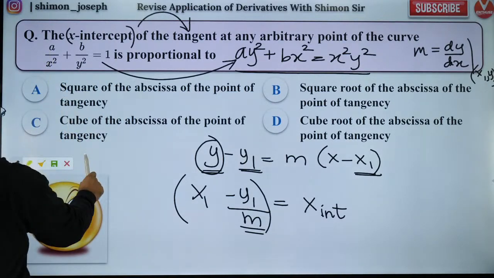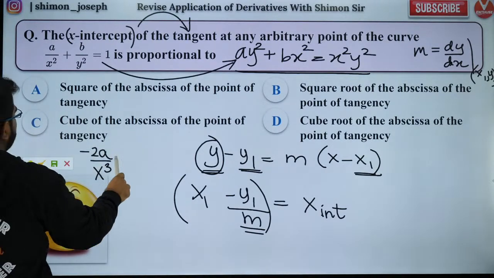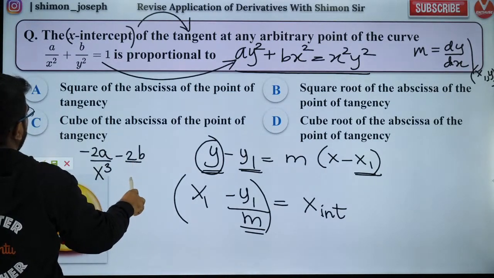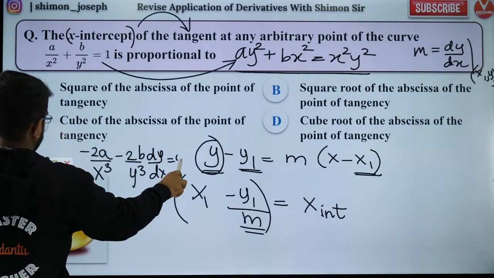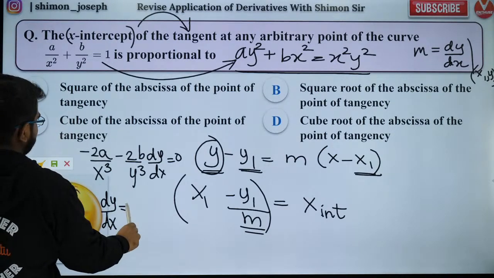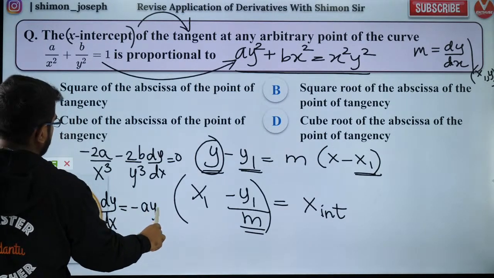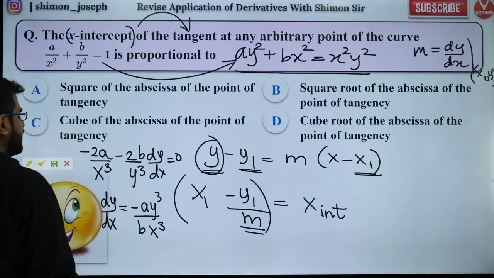If I differentiate this, what will I get? I'll get minus 2a by x cube. Then I'll get minus 2b by y cube dy by dx is equal to 0. So I will get dy by dx is equal to what? I'll get minus ay cube divided by bx cube. Are you all okay with that?